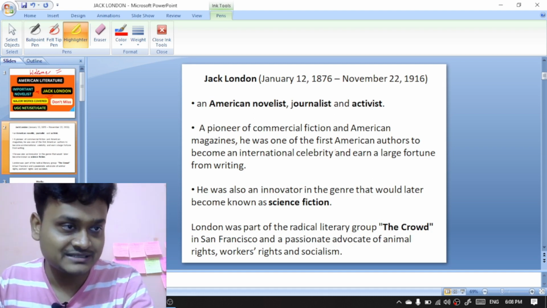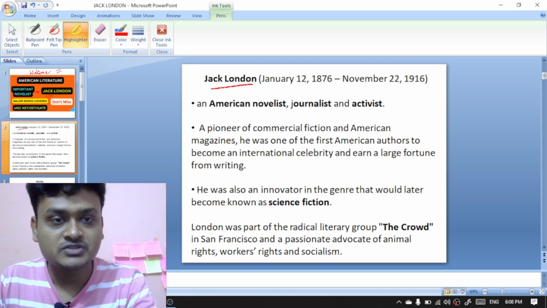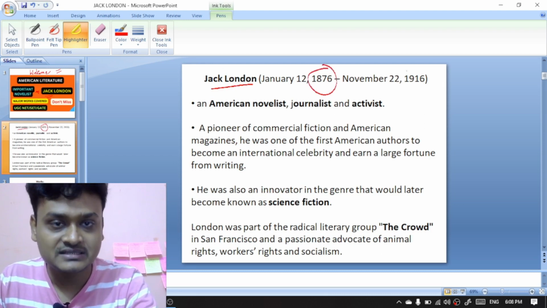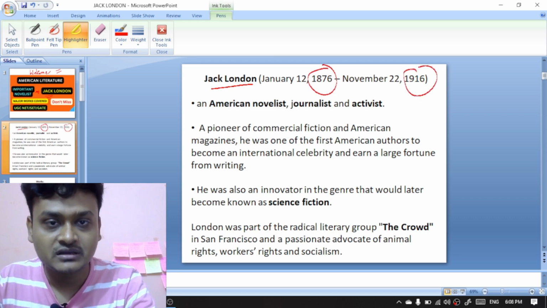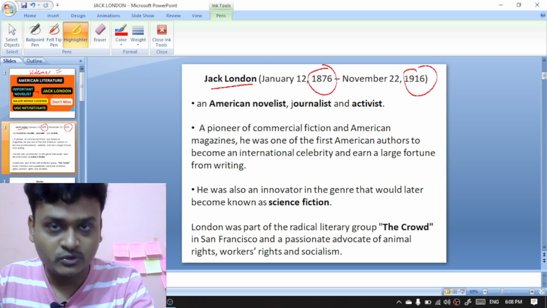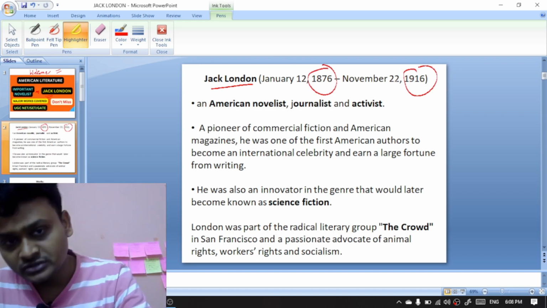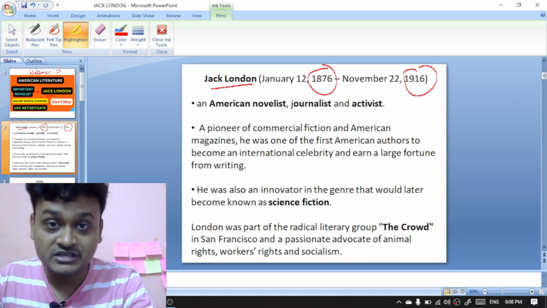So here is the first slide. Jack London was born in the year 1876 and died in 1916. I told you that he was one of the prominent figures in the field of American literature. He has prominently written novels, and he has also written some short stories and some non-fictional works.